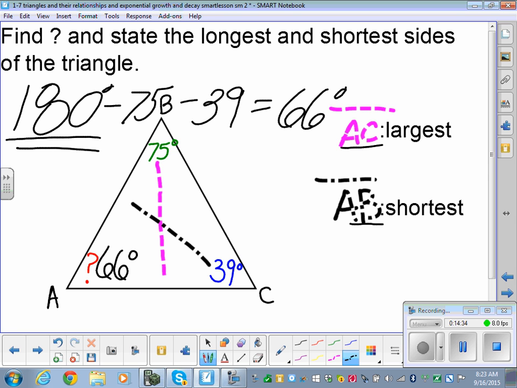Questions on that? So your triangle should make sense. Okay, good. Last one, and then I'm going to set you free to work for quite a while. So here we go.